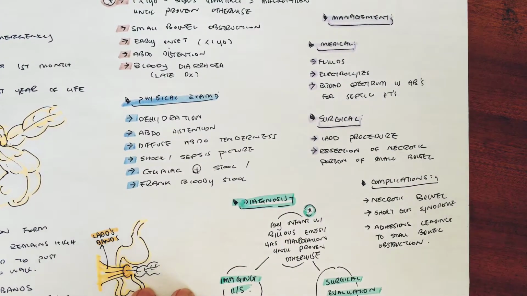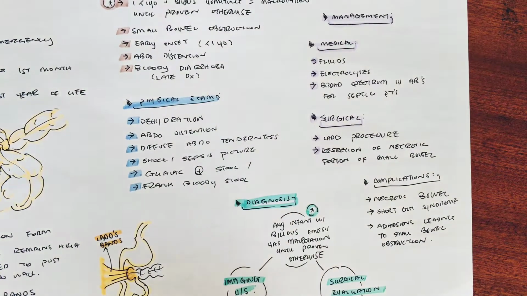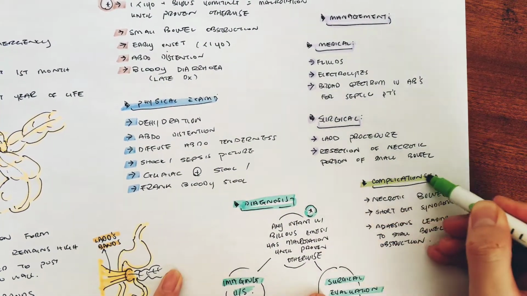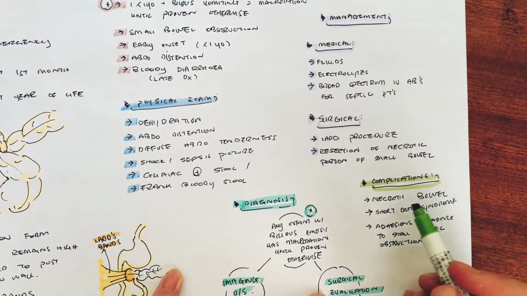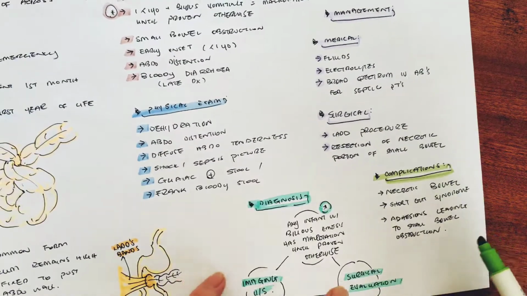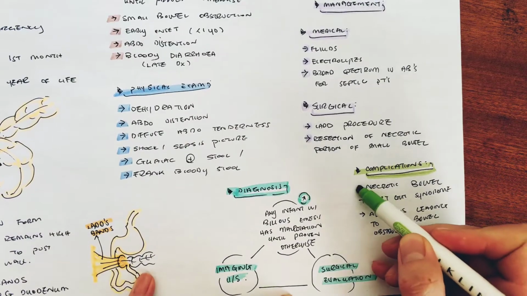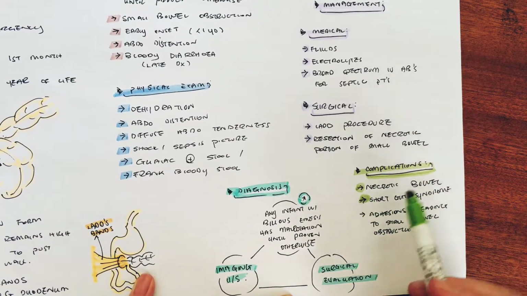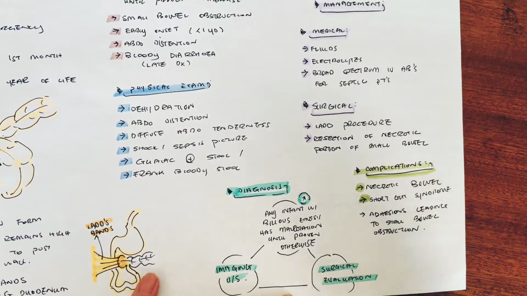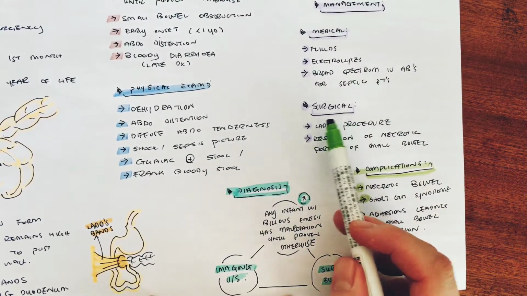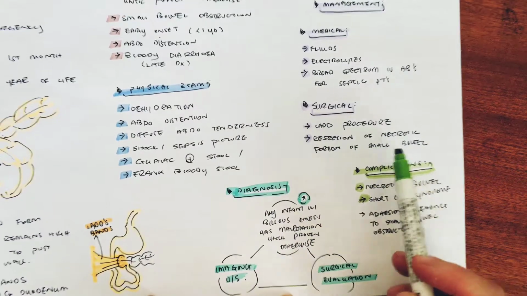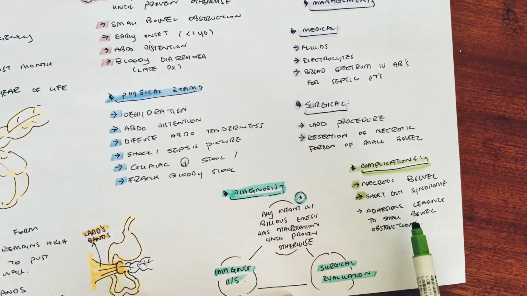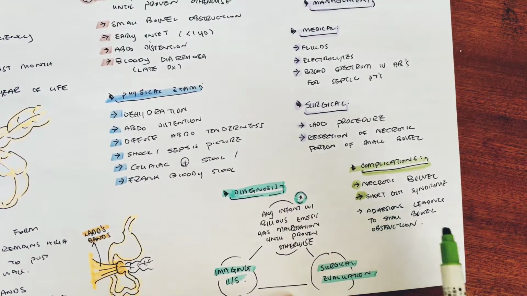Your complications occur when it goes untreated. Okay, so complications of an intestinal malrotation that is untreated are necrotic bowel and short gut syndrome. Short gut syndrome is more a complication of the surgery, because over here you resect the necrotic bowel, and that would lead to a short gut.